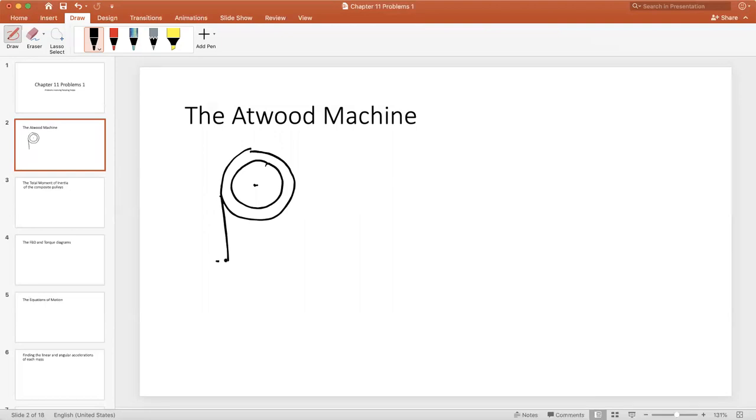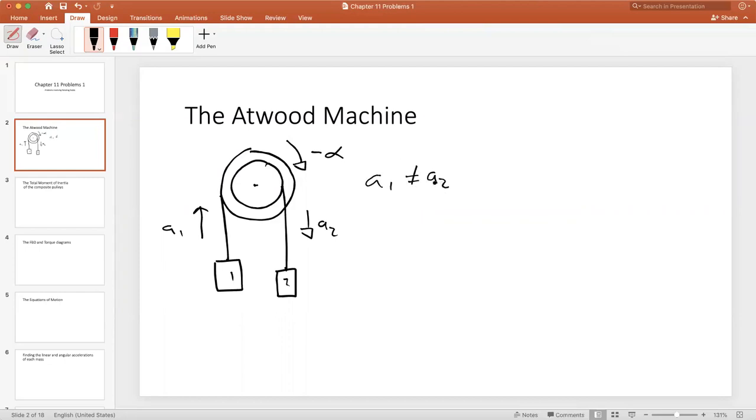On the outer pulley, we have mass one attached, and on the inner pulley, we have mass two attached. We're gonna let the thing start from rest, and then when we let it go, mass one is gonna rise with acceleration one, mass two is going to drop with acceleration two, and the two pulleys are going to turn together as one composite pulley with a clockwise angular acceleration, alpha. Note that a1 will not be equal to a2 because they are at different radiuses.